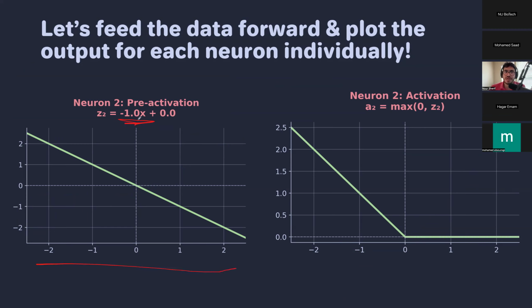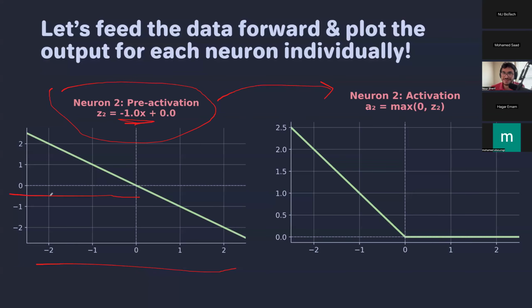So now this is the pre-activation. This is what neuron 2 does before passing this value to the ReLU function, and it outputs this straight line. Once this passes into the ReLU function, again, it outputs the same thing. For all negative values, they're all going to be 0, right? We're talking about the negative values of the y-axis, not the negative values of the input.